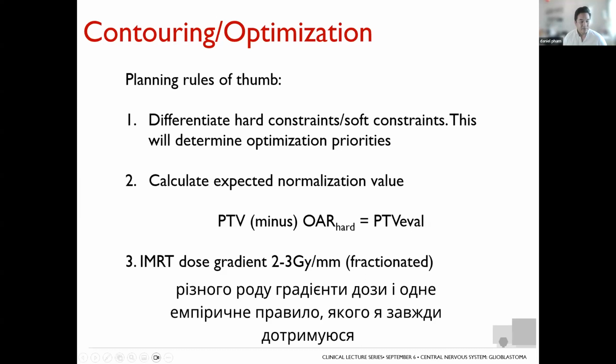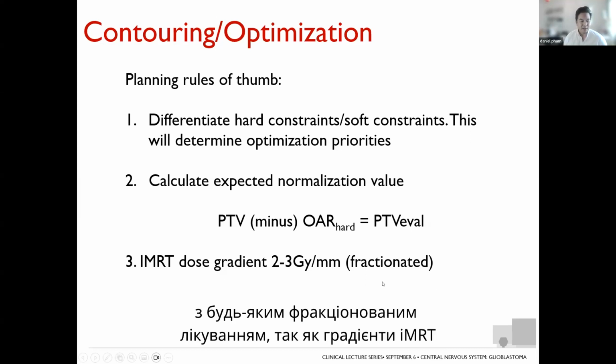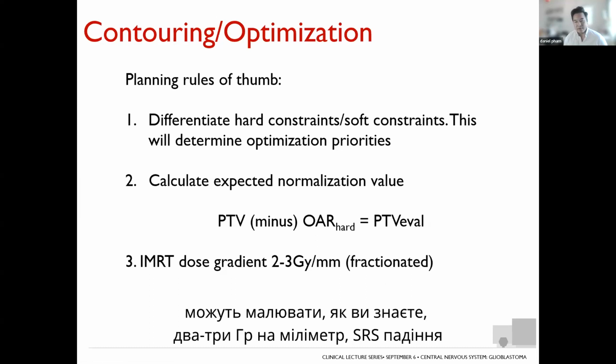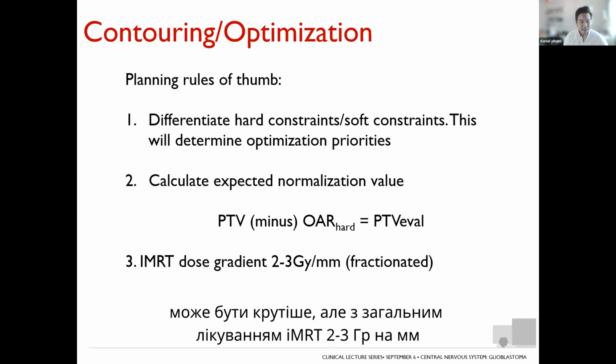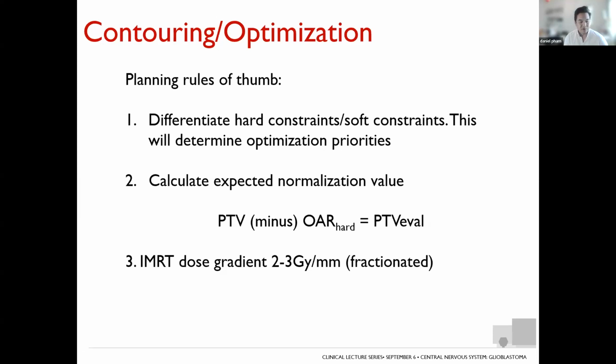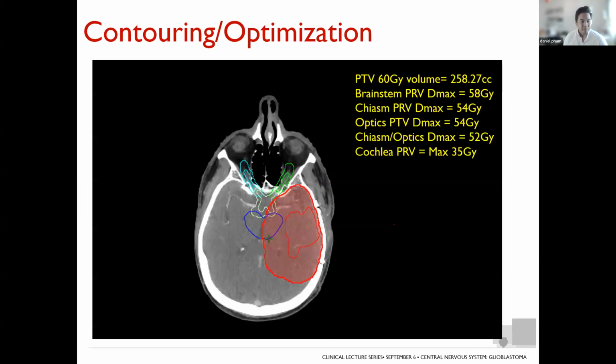And one rule of thumb that I've always adhered to is that with any fractionated treatment, the IMRT dose gradients can drop 2 to 3 gray per millimeter. With SRS, this dose falloff can be steeper, but with general IMRT fractionated treatment, you can plan for 2 to 3 gray per millimeter.